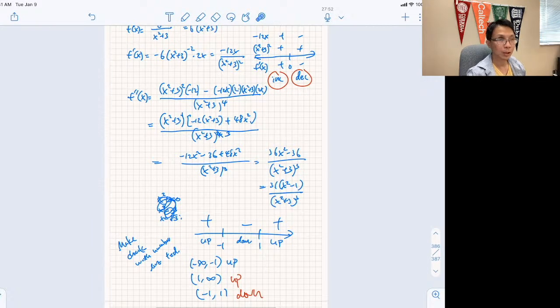By the way, your first homework question, you might need a double angle formula.